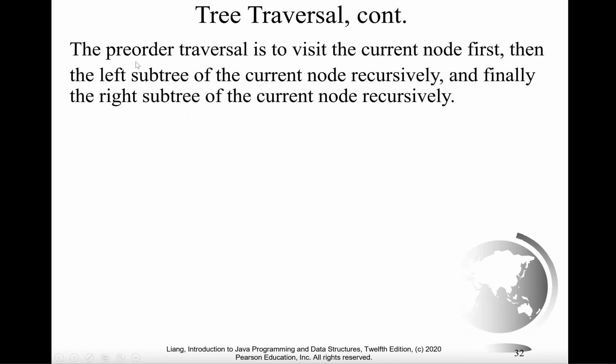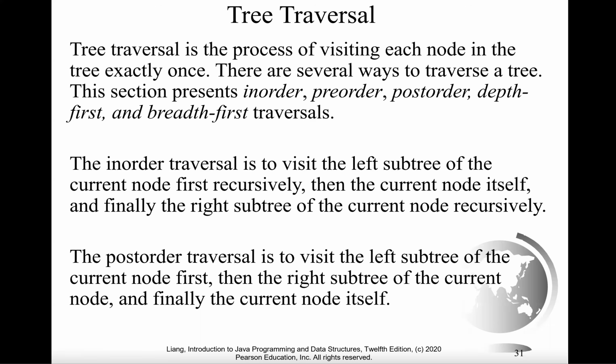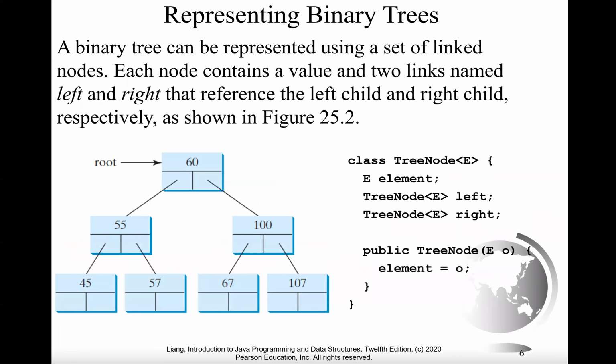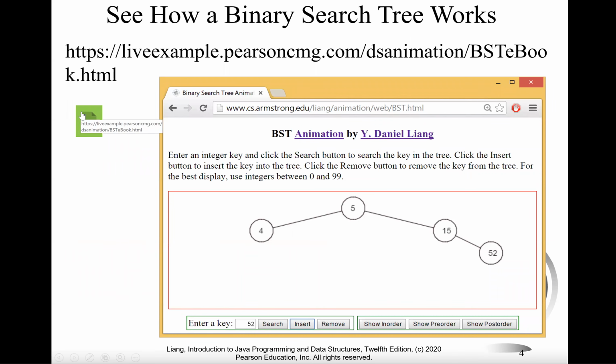There's also pre-order. Pre-order is to visit the current node first, then the left subtree of the current node recursively, and finally the right subtree of the current node recursively. Let's look at this example here. Let's go down and look at the animation.